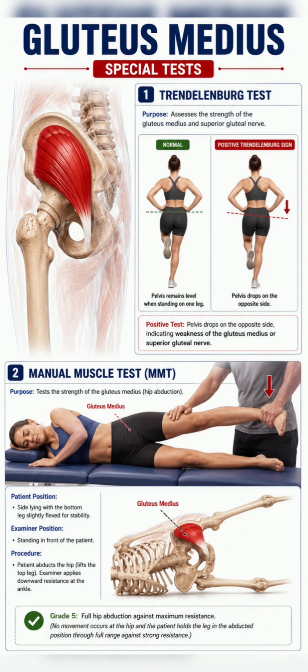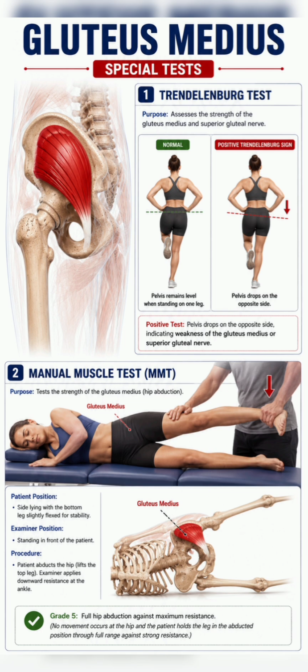Next is special tests. I have mentioned only two here; there are so many special tests. First one is the Trendelenburg test. Its purpose is to assess the strength of the gluteus medius and the superior gluteal nerve. If the test is normal, the pelvis remains level while standing on one leg. I already explained this test in previous videos, so in this video I'll only explain the positive and negative findings. If the test is positive, the pelvis drops on the opposite side while you stand on one leg.